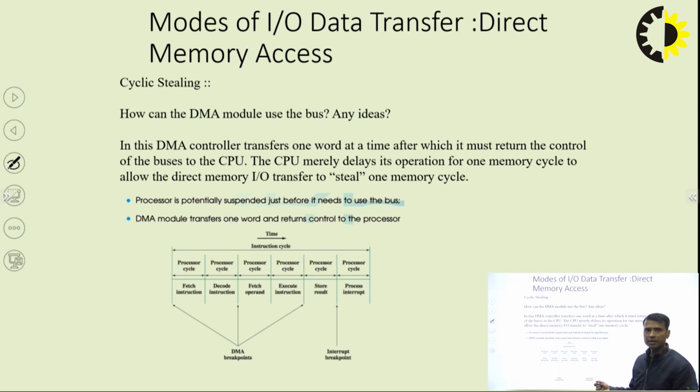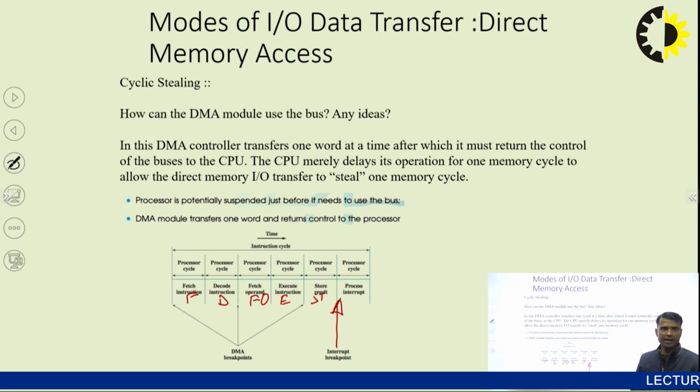Now, if you visualize this in more detail with this diagram, we can easily see, and we know from control unit design that instructions are executed in cycles. There is a fetch cycle, a decode cycle, then fetching of the operand, then we execute the instruction, and finally we store the result. At this point, the interrupt is seen by the CPU, and it knows that DMA requires the services of the CPU bus for data transfer.